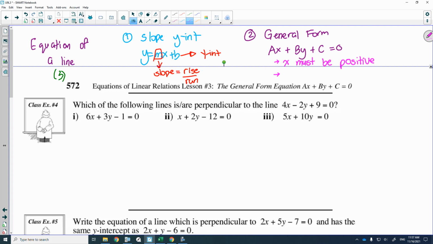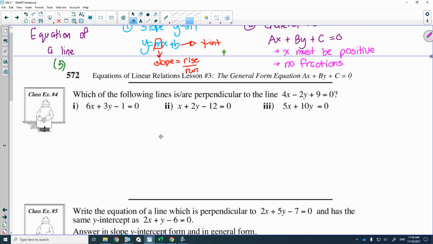The second stipulation for general form is you can have no fractions. And all of this will be reviewed in these next class examples. Do you remember for slope y-intercept what needed to be positive? In general form, x needs to be positive. This one was y. So in slope y-intercept, y must be positive because you can't enter it on your calculator. The button is y is equal to, so you can't have a negative y.